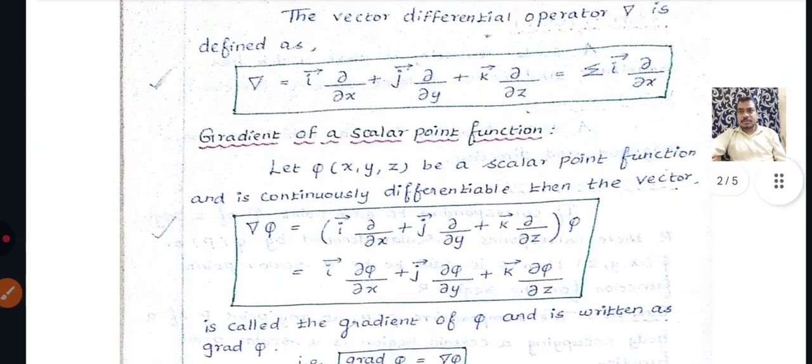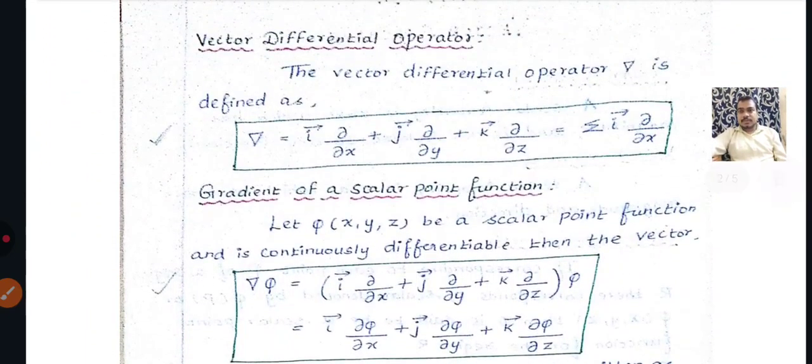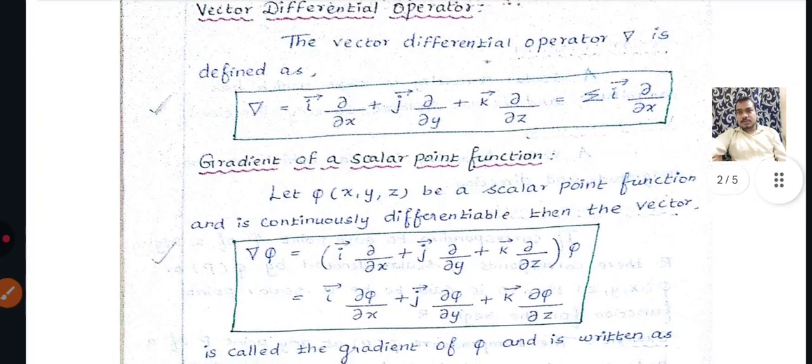Next we have to see the vector differential operator. The vector differential operator del is defined as del equal to i vector into dou by dou x plus j vector into dou by dou y plus k vector into dou by dou z, which is equivalent to summation of i into dou by dou x.